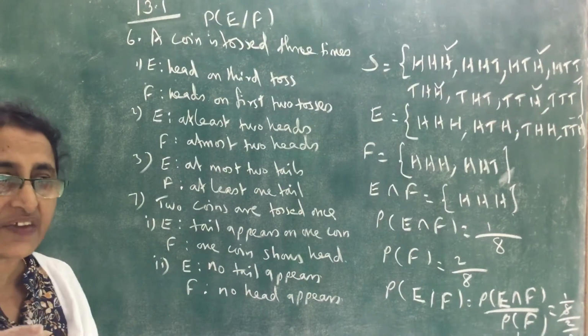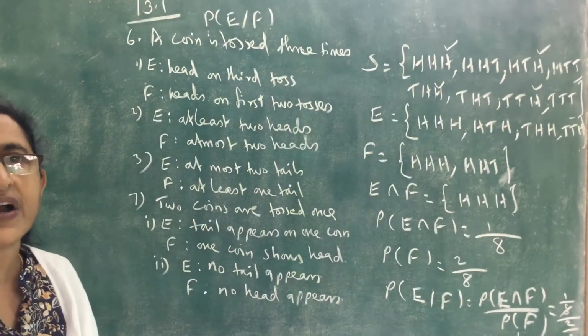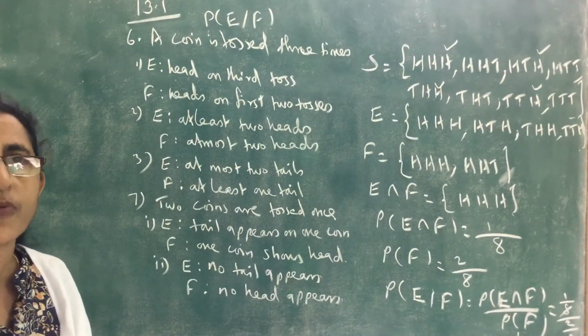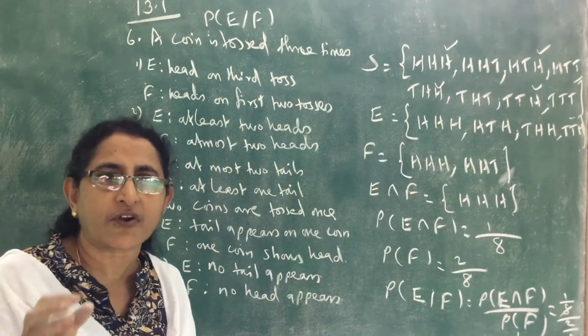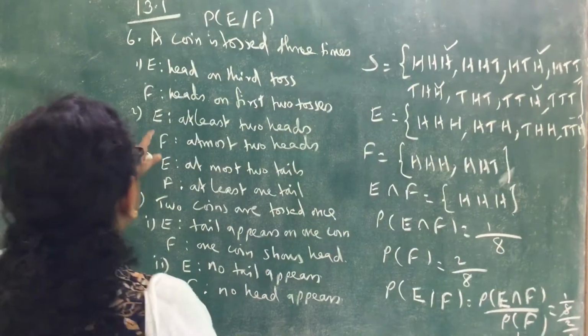So first write the events as a set. Then find E intersection F. Then find the probability of each event. That is a formula: probability of E equal to number of E by number of S. Find that. So that is the first one. Now see the second question.